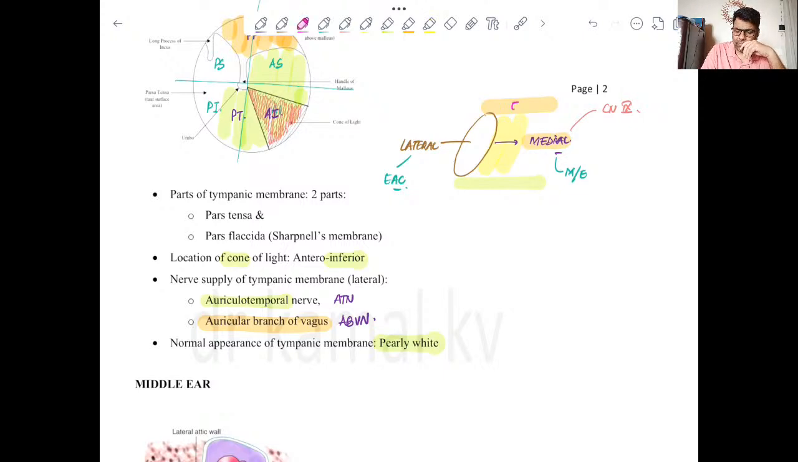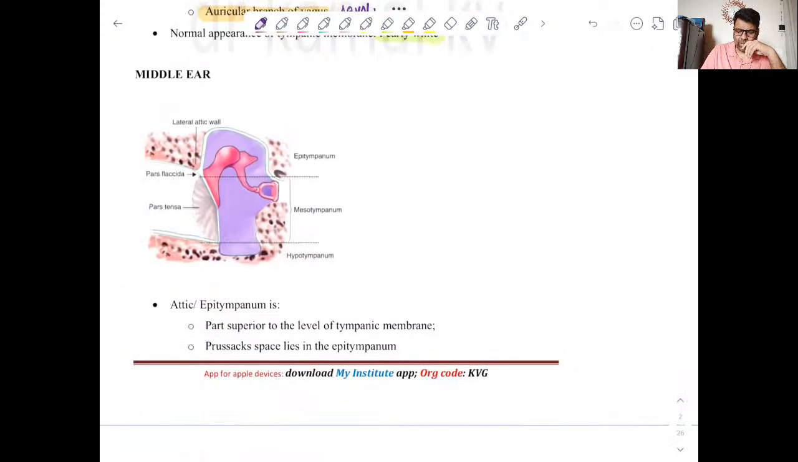So this is known as epi, this is hypo, and this is meso, and you need to add the word tympanum with all these divisions. So tympanum here. Clear? So epitympanum, mesotympanum, hypotympanum, right? So that is the division.